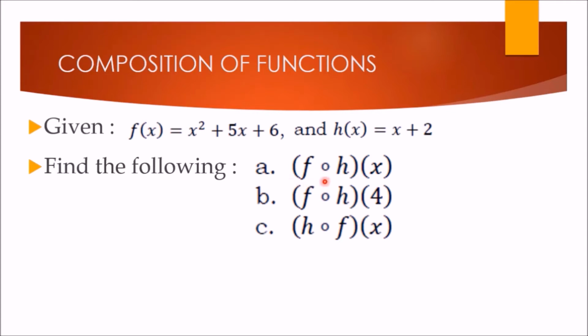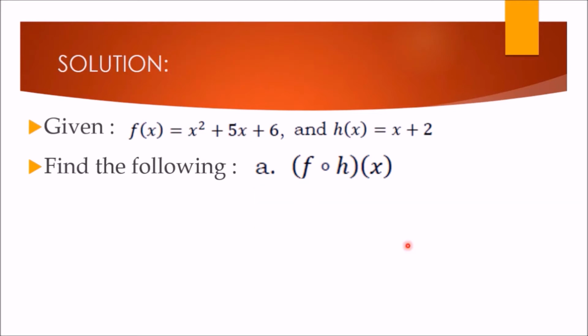What does it mean? That your f is composed of h of x. This could be read as f composed of h of x, or f of h of x. And you will be solving for f of h of 4. That means we will be looking at a specific value, and we will also be solving the composition function h of f of x. Solution: we will be solving for letter A, f of h of x. That means you will be taking h of x into the function f of x.